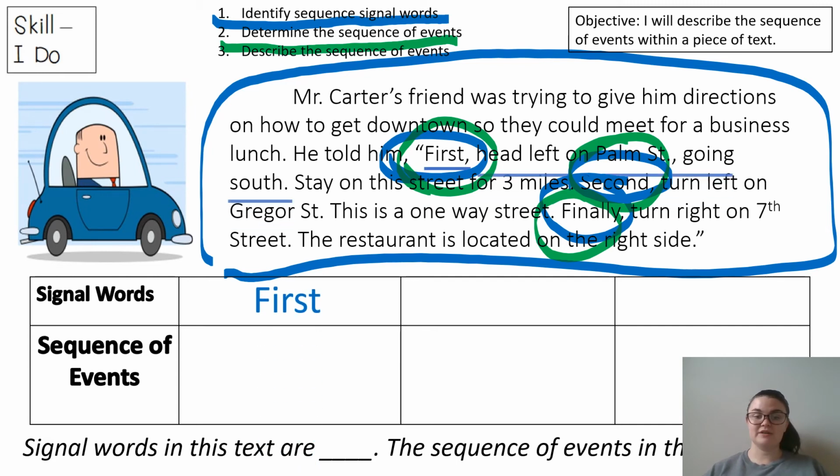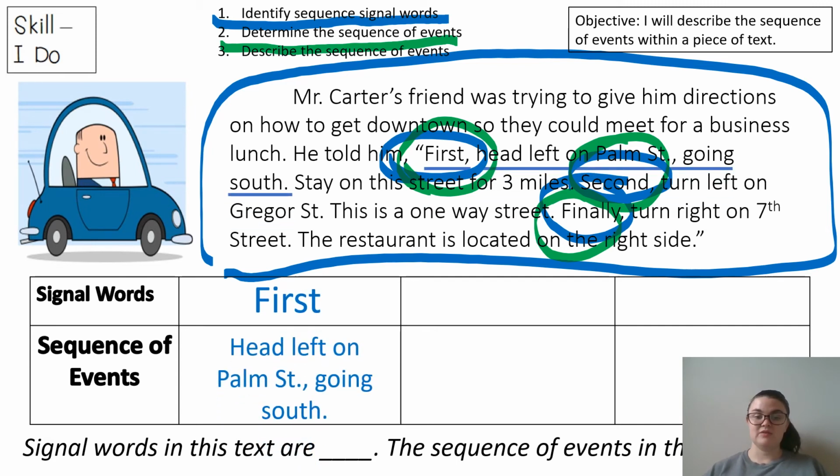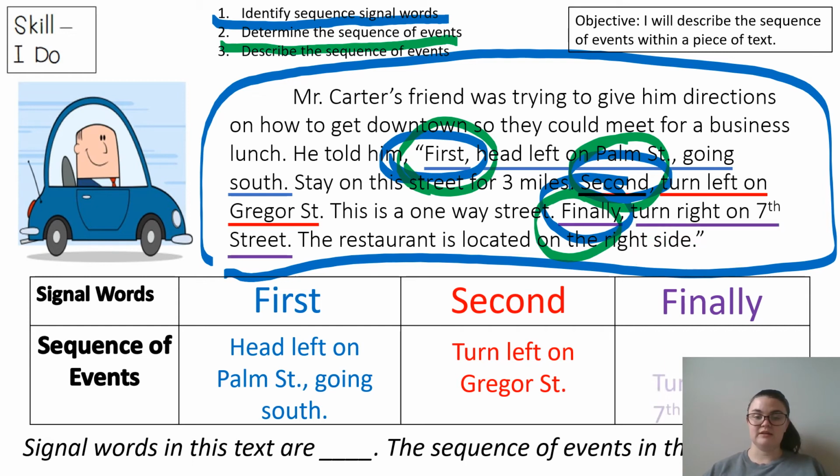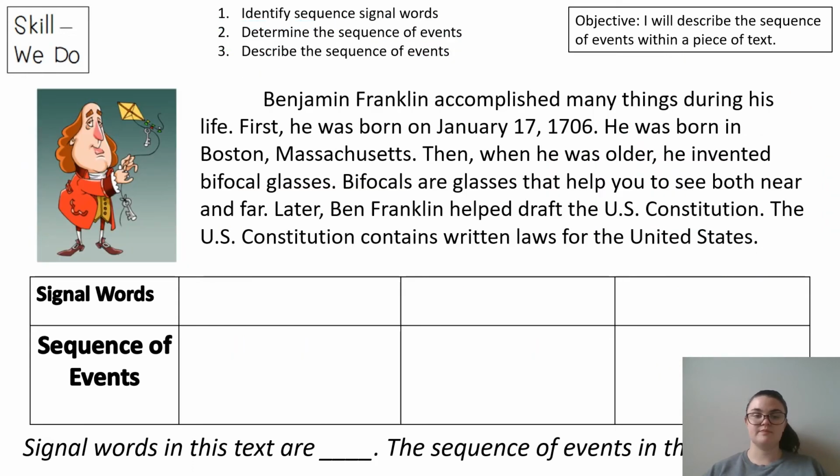So you have first, you head left on Palm Street. Second, you turn left on Gregor Street. And finally, you turn right on 7th Street. So those are the steps in this process.